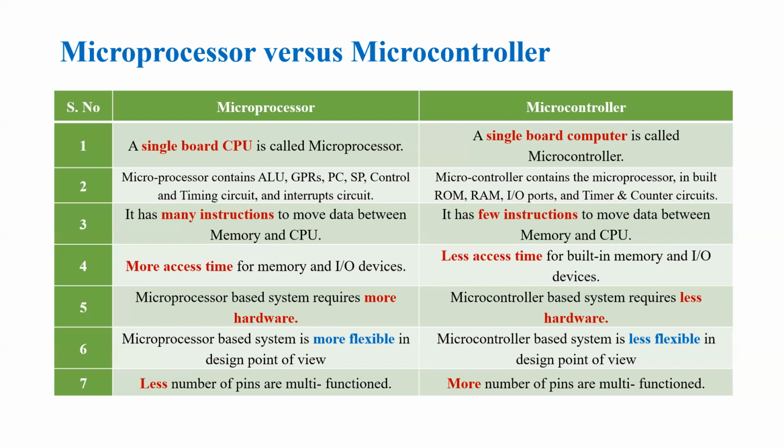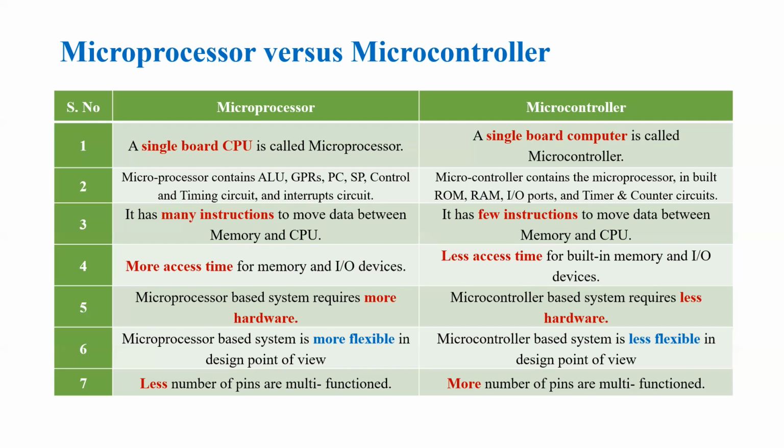Next one is, a microprocessor based system requires more hardware, obviously. Because if you make a system by using a microprocessor as a CPU, along with that, we need memory elements, we need IO ports, we should connect them. For that case, we need more hardware. But coming to the microcontroller case, a microcontroller based system requires less hardware. The reason for this is the microcontroller has inbuilt memory elements and inbuilt IO ports, so that for most applications we can use them. So less hardware is required for making a microcontroller based system.